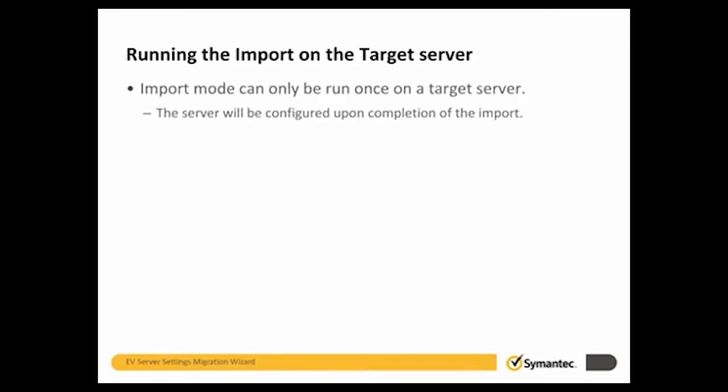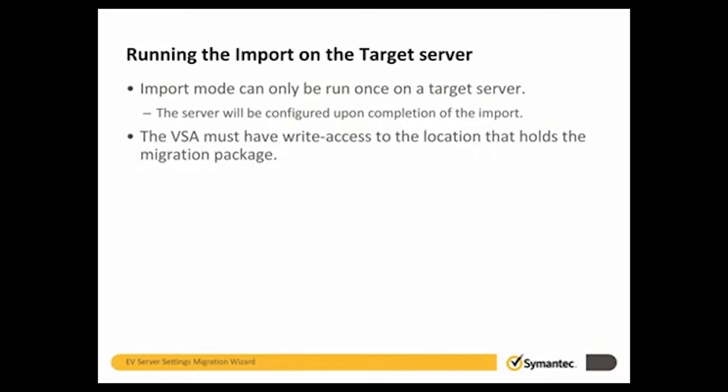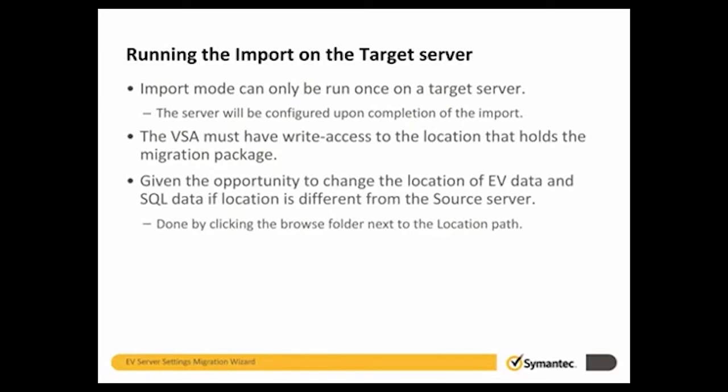The import process can only be run once on the target server, as the server will be fully configured after the import completes. Running the Server Settings Migration Wizard again will run it in export mode on this server. The VSA must have write access to the location where the package is located. During the import process, there is an opportunity to change the EV data location and the SQL location if needed. This is done by clicking on the Edit or Browse button at the side of each listed location in the wizard.